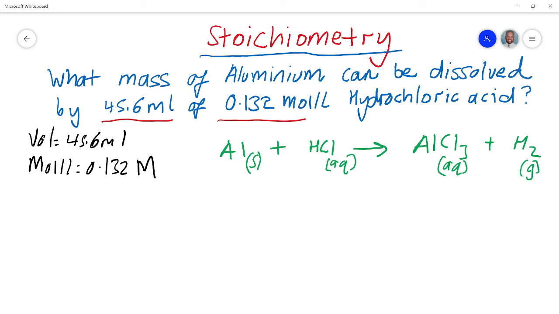Now, the first question we need to ask is: is this equation fully balanced? I don't think it's balanced. So we put 2 there, so there are 2 aluminiums. We've got 6 chlorines, so we put 6 there, and that gives 3 hydrogen. Now my equation is fully balanced. I've got 2 aluminiums on the left, 2 on the right, 6 hydrogen on my reactants, 6 hydrogen on my products, and lastly 6 chlorines.